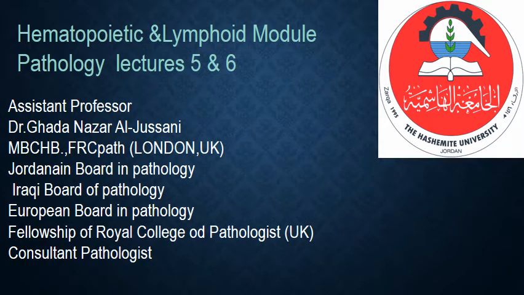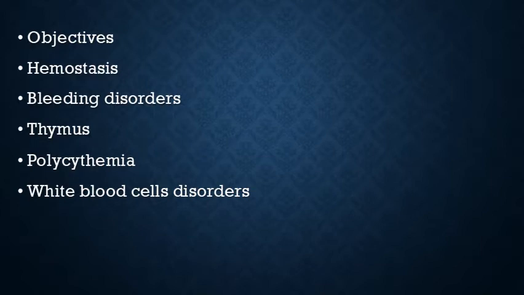Good morning. We continue with the hematopoietic and lymphoid module pathology, lecture 5 and 6. Here in these lectures, we will cover hemostasis, bleeding disorders, thymus, polycythemia, and white blood cell disorders.